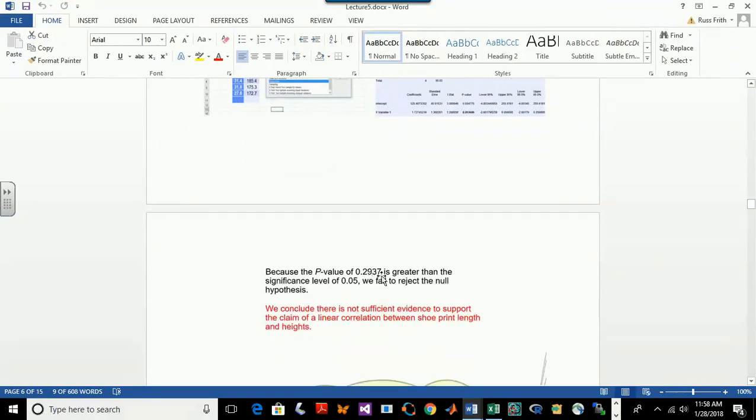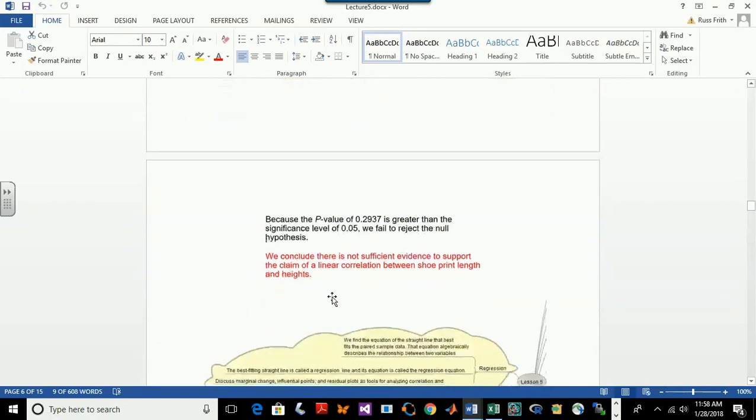The p-value of 0.294 is greater than the significance level of 0.05, and we fail to reject the null hypothesis. We conclude that there is not sufficient evidence to support the claim of linear correlation between shoe print length and height.